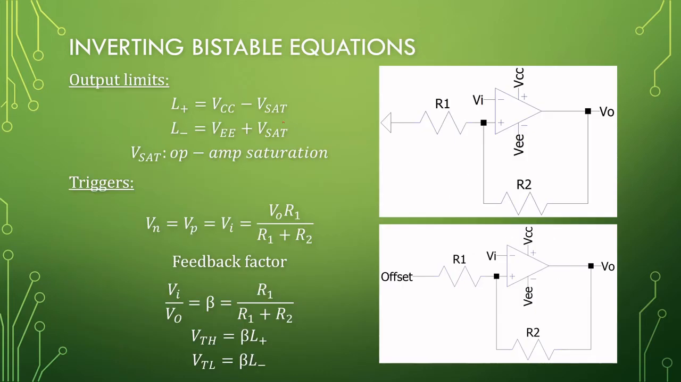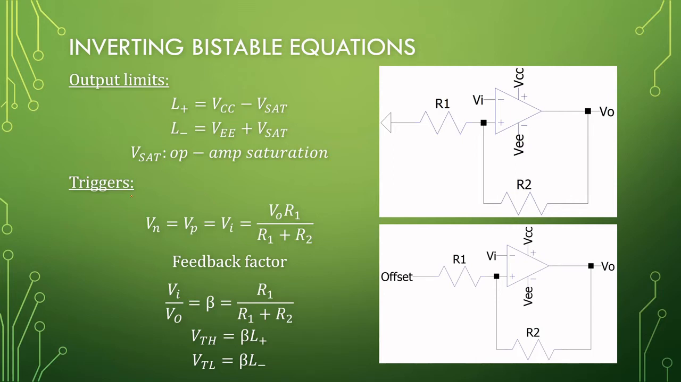Okay, so the way that we describe this is the positive limit is VCC minus the amplifier saturation, and the lower limit is VEE plus the amplifier saturation.